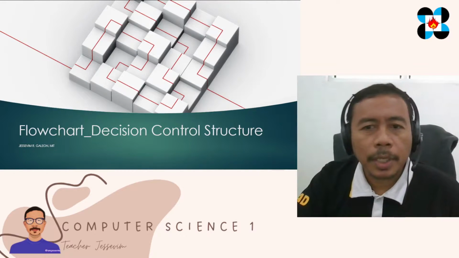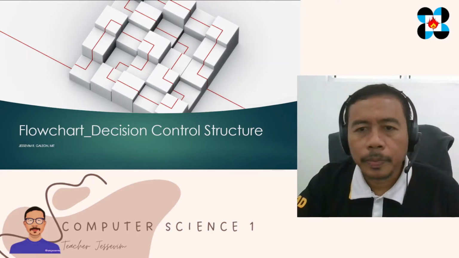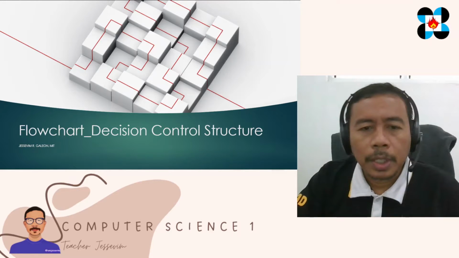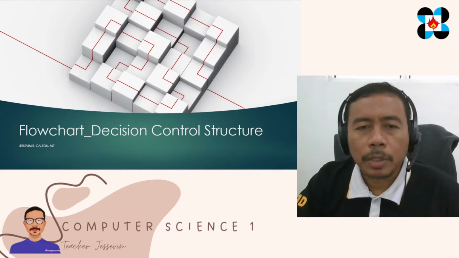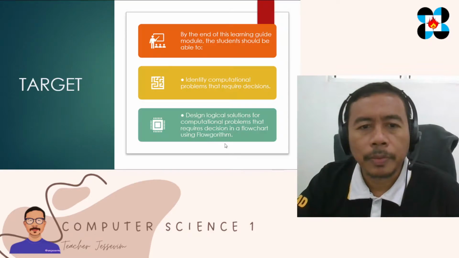So what is a decision control structure? A decision control structure is a type of flowchart that you use if you have a decision to make in programming. So you will use this type of structure.